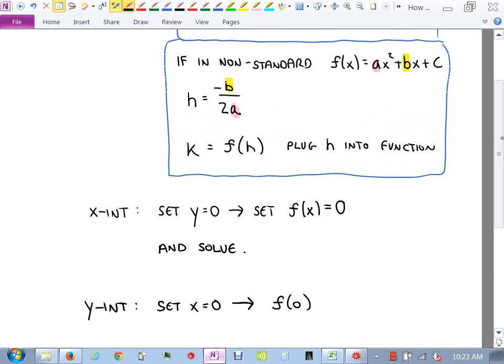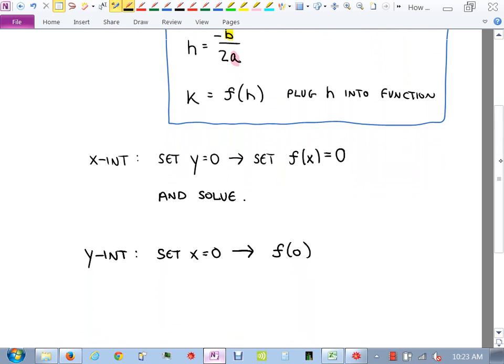Okay, does everyone understand, at least from this, what we'll have to do to get each of the 3 things? Vertex, x-intercepts, and y-intercepts. Everyone understand? I mean, we'll see an example, but any questions? All right, then here we go.